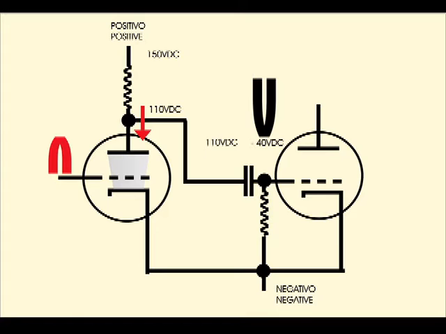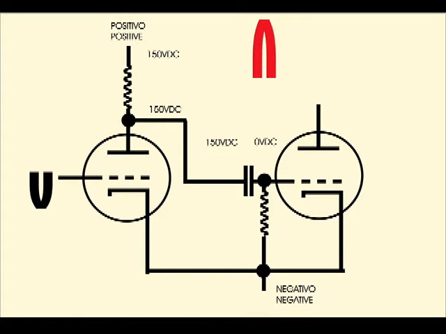If we feed a negative pulse to the grid of the triode, the plate of the triode will deliver a positive going signal. While the signal is thus alternating, the capacitor will transmit the variations to the pentode grid, while preventing the 150 volts from being applied directly to the pentode grid.